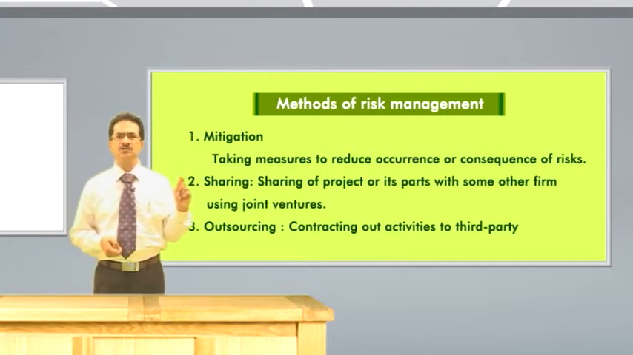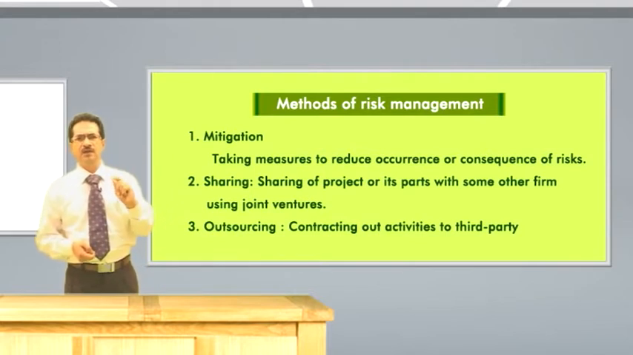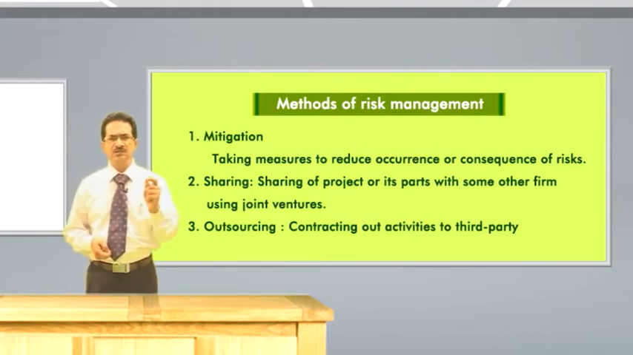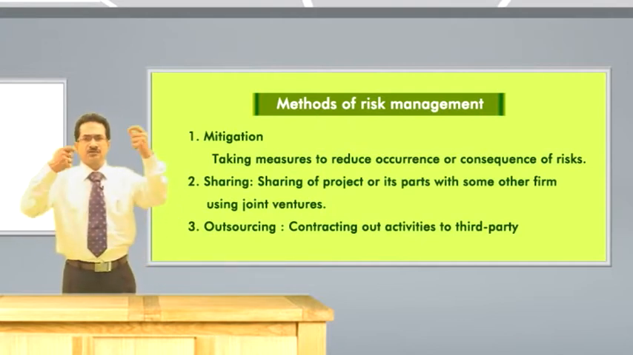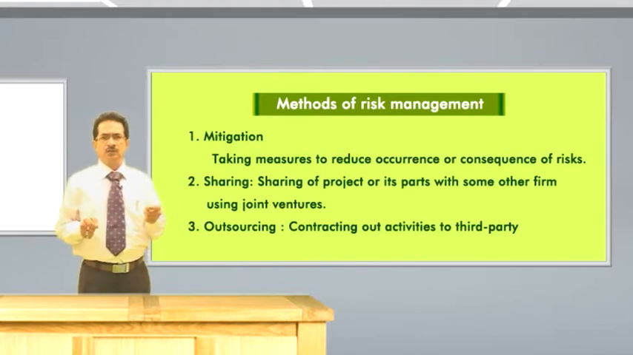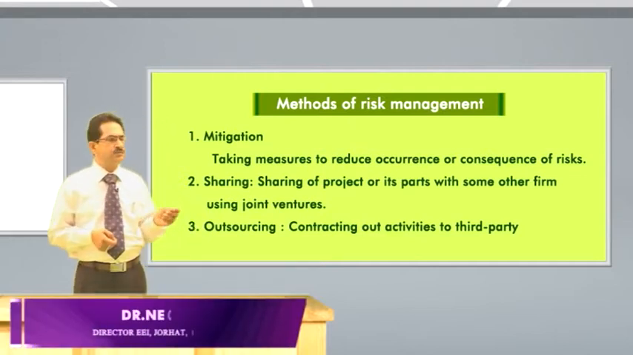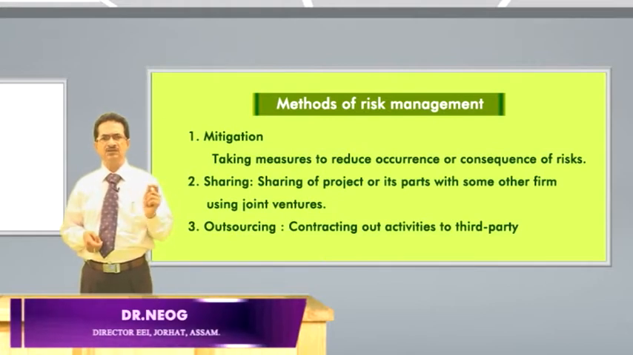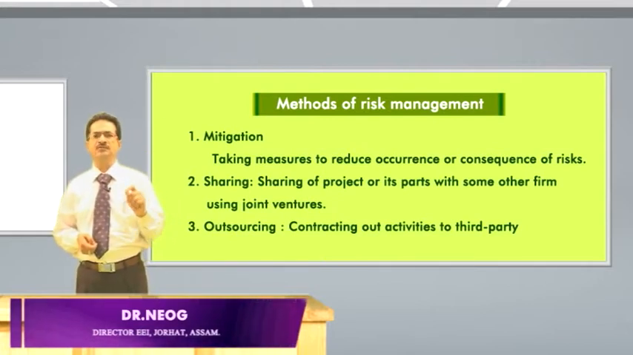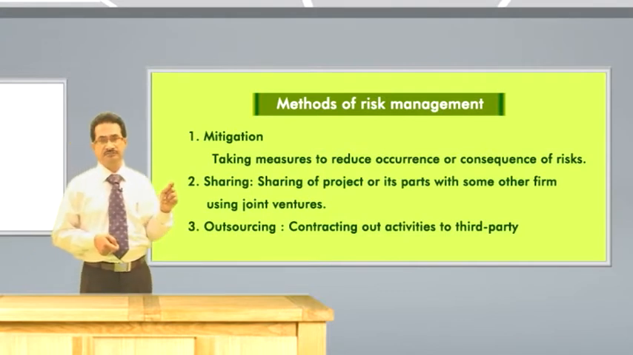The next method is sharing of projects or part of them with some other firm using joint venture, and this is done usually when there is arousal of high risks. The third method is outsourcing. Nowadays this method is becoming quite popular, contracting out activities to a third party, and it is generally practiced as a cost saving measure and as a measure to avoid burdensome regulations.